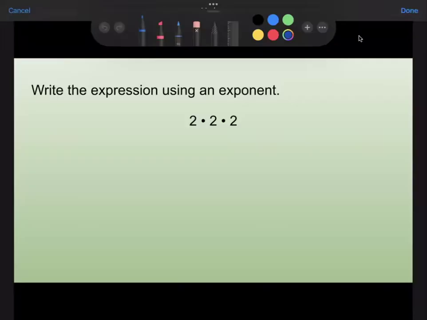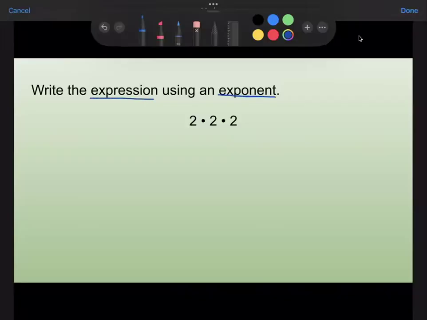Okay, here is our first example. Now let's talk a little bit about what exponents are. Exponents are kind of a shorthand we have for writing when a multiplication expression asks us to multiply the same number over and over and over again. So every exponent can be rewritten as a multiplication expression and vice versa. You can take a multiplication expression and write it as an exponent. So that's what we're being asked to do here. We're being asked to write this multiplication expression as an exponent.